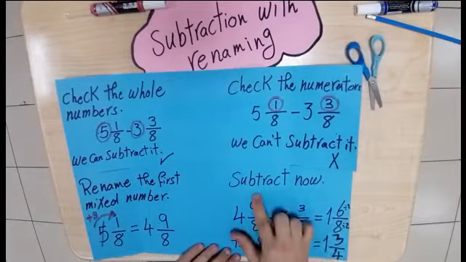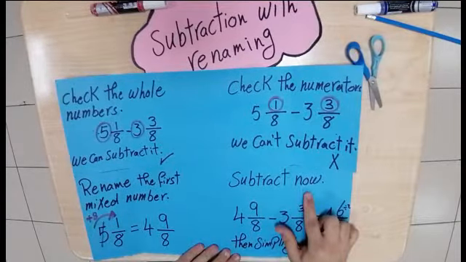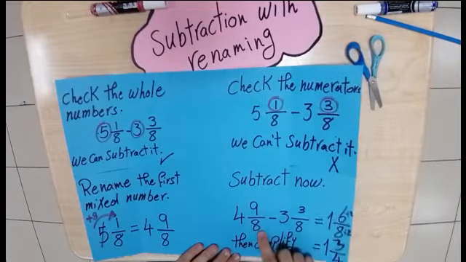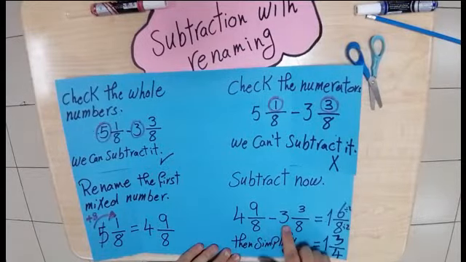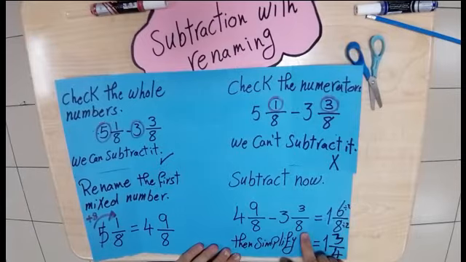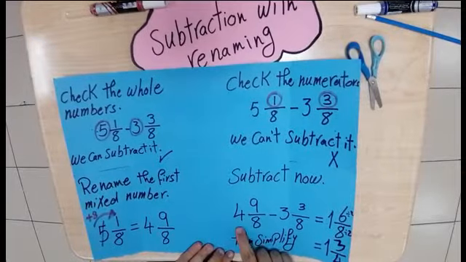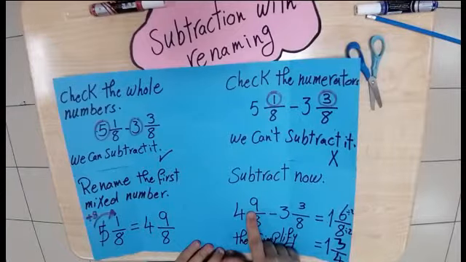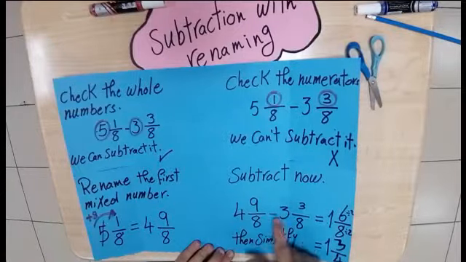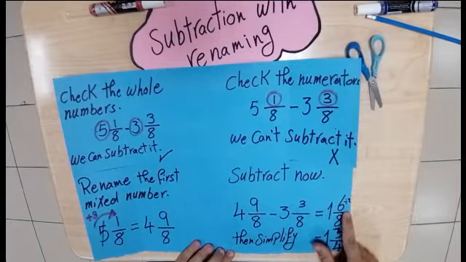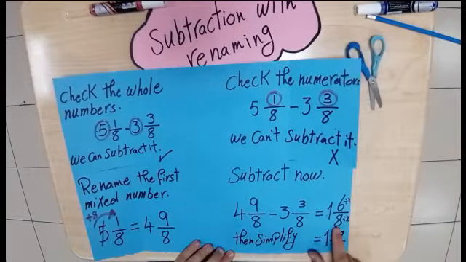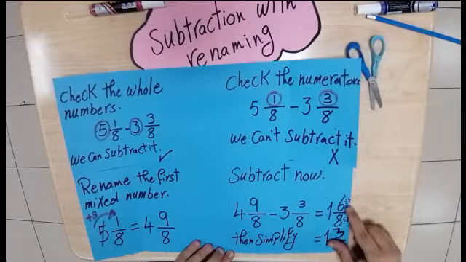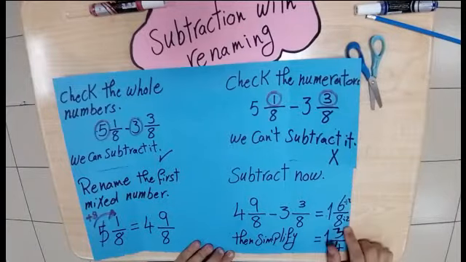Step 4, let's subtract the mixed numbers now. 4 and 9 over 8 minus 3 and 3 over 8. Let's start with the whole numbers. 4 minus 3 equals 1, and then the numerators, 9 minus 3 equals 6, and keep the same denominator. So we have 1 and 6 over 8.